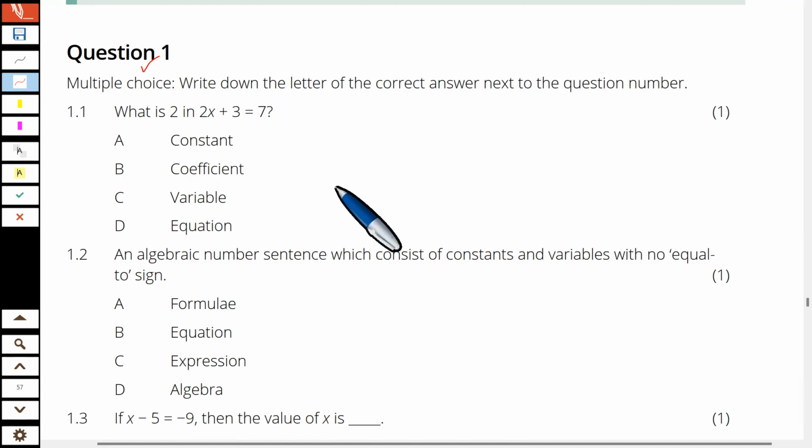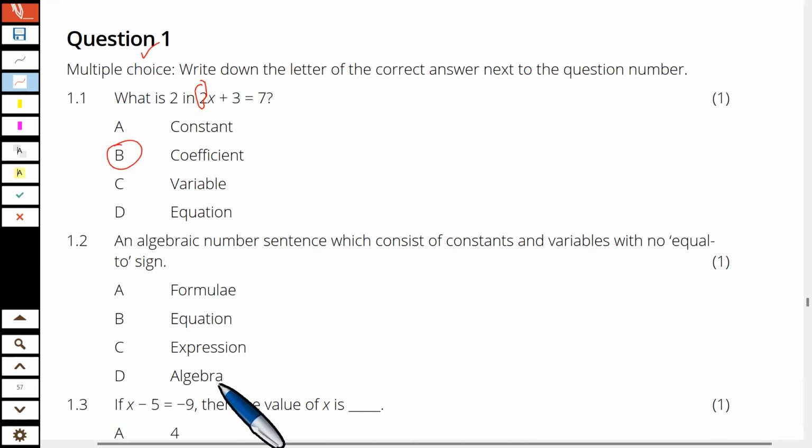So if you look at 1.1, what is 2 in this? What do you think the answer is? I think it is a coefficient. Yes, most definitely. 2 is the coefficient because it's sitting next to the variable x, and therefore it's called a coefficient.